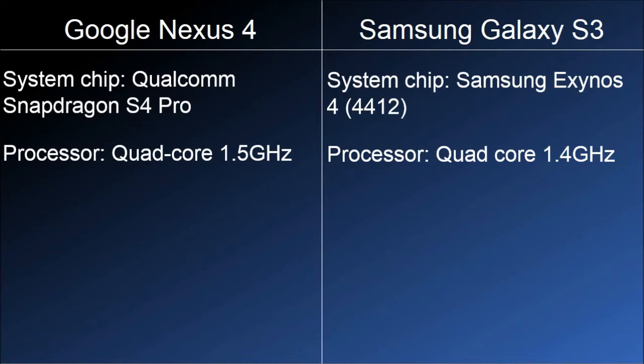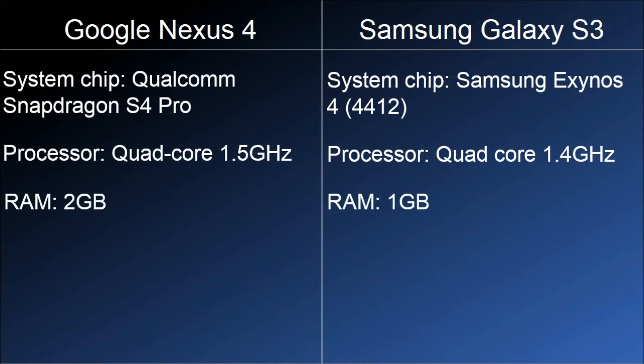It's also a better architecture, the Google Nexus 4. The semiconductor size is 28 nanometers compared to the 32 nanometer semiconductor size on the Samsung Galaxy S3. This also means it's a faster processor, so as you look in benchmark tests and everything, the Google Nexus 4 will almost always beat the Samsung Galaxy S3.